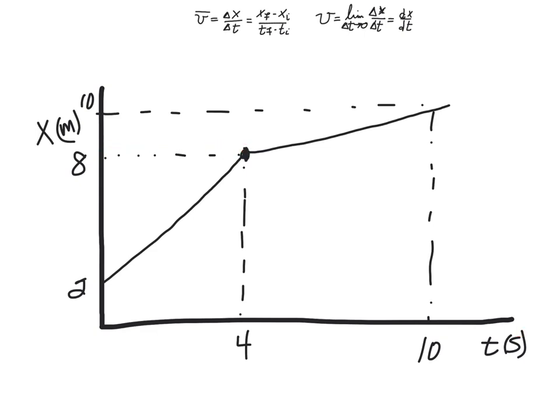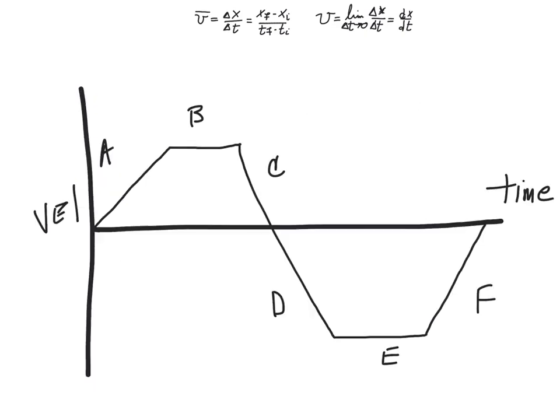And this goes, final position is 10 minus 8, it changed by 2 over 10 minus 4, 6 seconds, so 2 over 6 is 1/3. So this has a slope of 1.5 meters per second, and this has a slope of 1/3 meters per second.